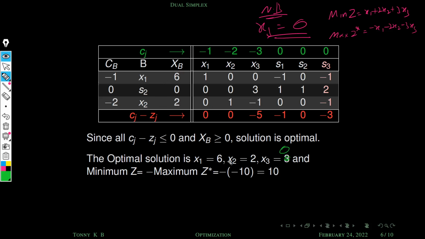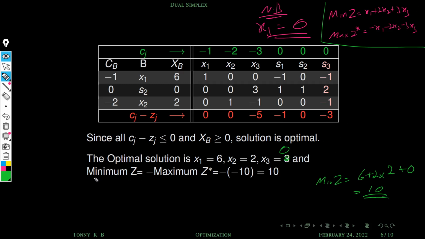Okay, final optimum table. So this is the optimal solution: x1 equal to 6, x2 equal to 2 and x3 equal to 0. So what is the value of our objective function? You can evaluate the minimum value of the objective function either by substituting x1, x2, x3 in this equation. So minimum of z is equal to x1 plus 2 times x2. x1 is 6, x2 equal to 2, and x3 equal to 0, so that term is 0. So 6 plus 4, that is 10.